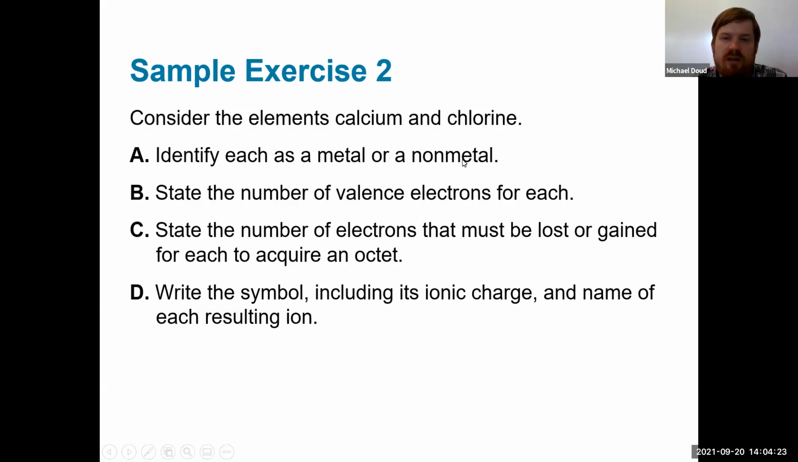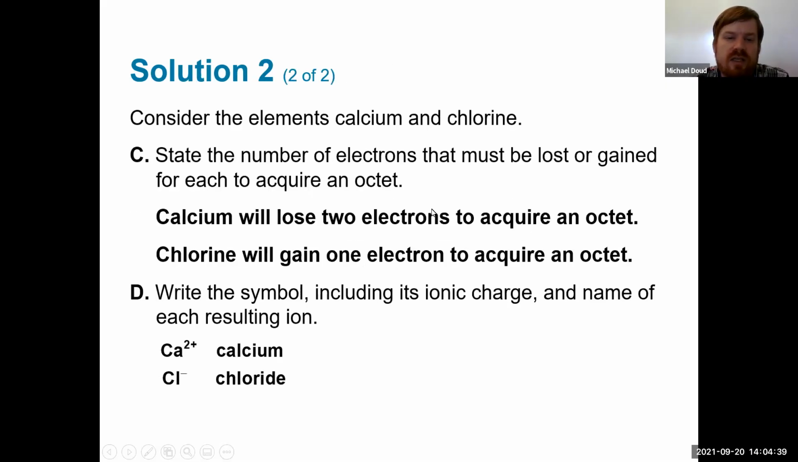Chlorine is a nonmetal. It's on the right side of the periodic table. It's in group 7A. It's a halogen, so it has 7 valence electrons. In order to have 8 valence electrons, it needs to gain 1 more, which would give it a -1 charge. Now let's look at the symbols. Calcium forming a 2+ ion gives us Ca2+, which is just the calcium ion. Chlorine forms the Cl- ion, which is the chloride ion.